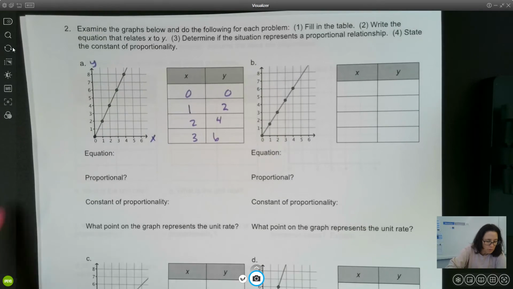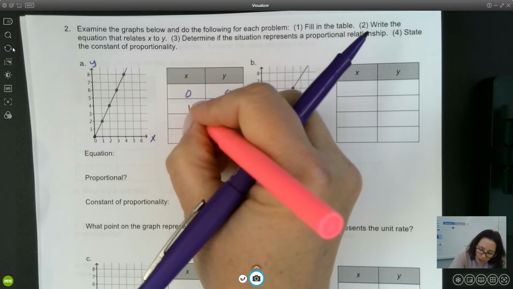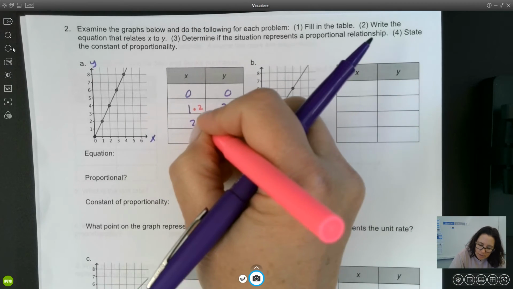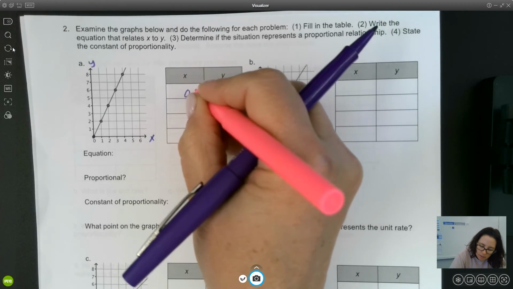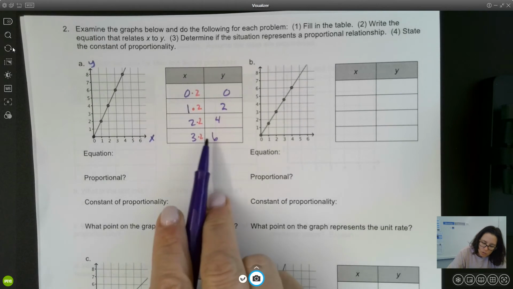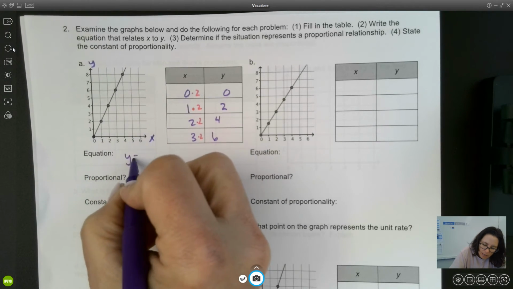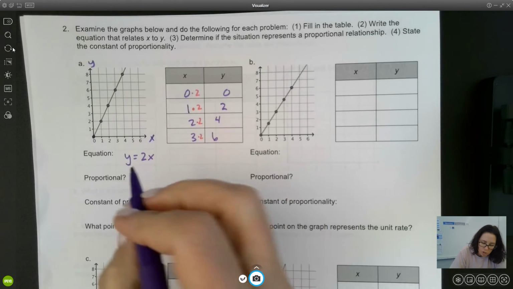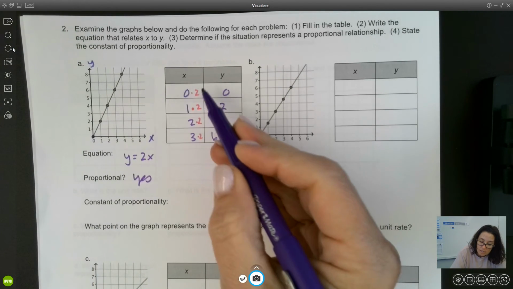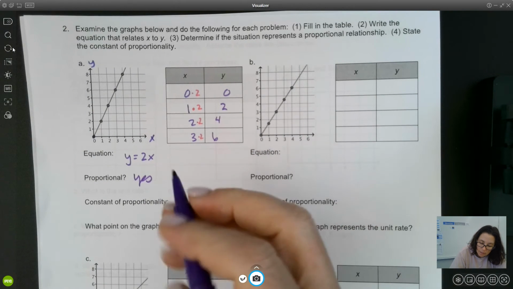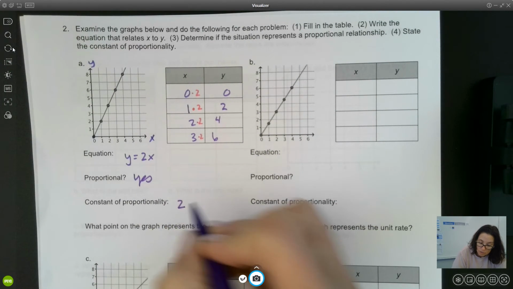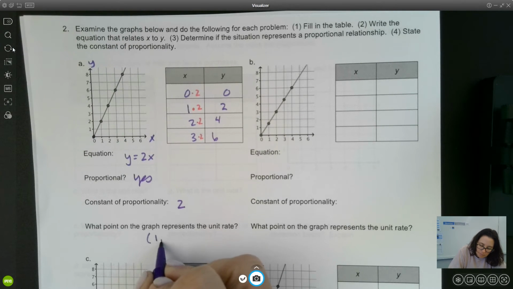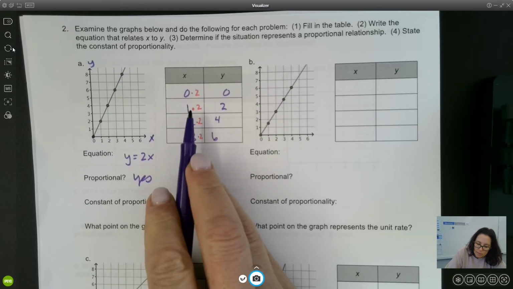All right, so we're looking for that number, and I always go to this 1. I want to see if 2 relates everything in this table, and look at that, it does. So this 2 is going to go ahead and be my constant of proportionality. This is proportional because I have the same pink 2. The constant of proportionality is that 2. And what point represents the unit rate? It's the point 1, 2.